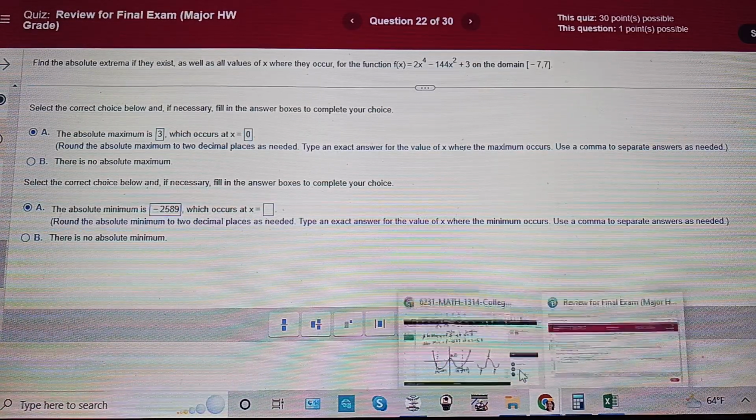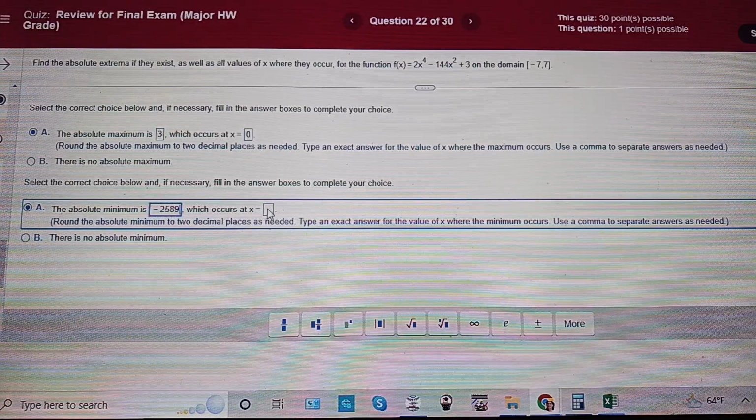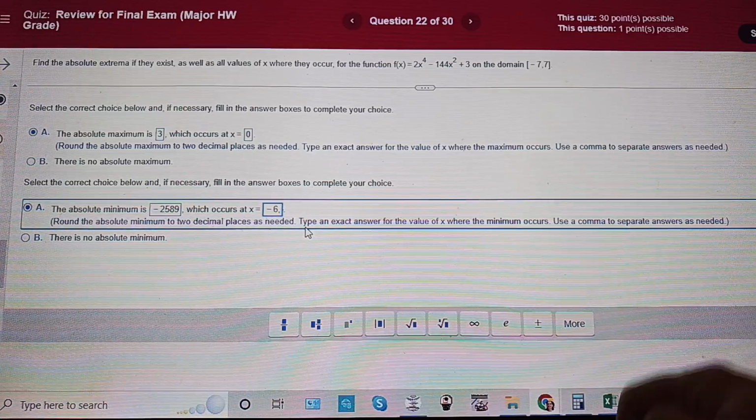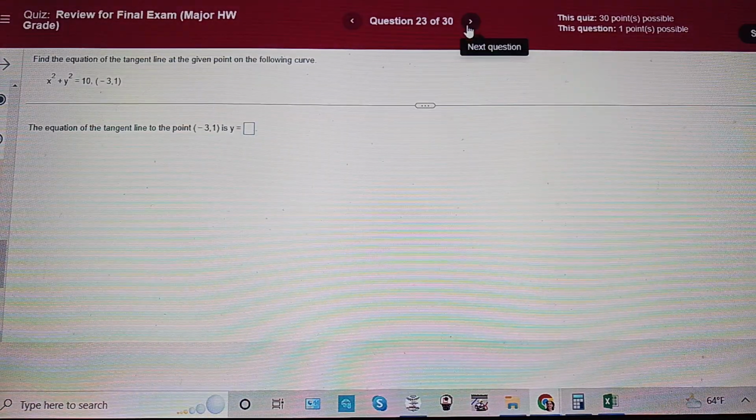-2589. Yeah, I wanted to double check that, -2589, and it was at 6 and -6. And when there's a tie, you just separate answers with a comma. Okay, so that's a good problem there. That is the basic type of problem that you do for absolute maximum and minimum.